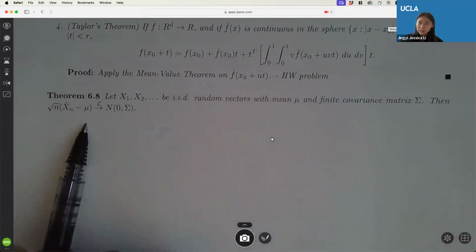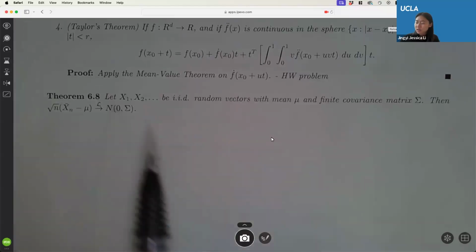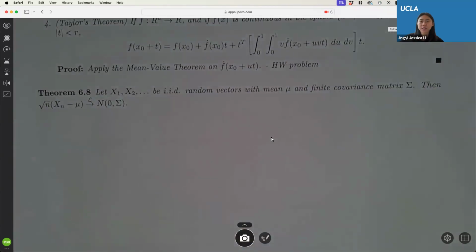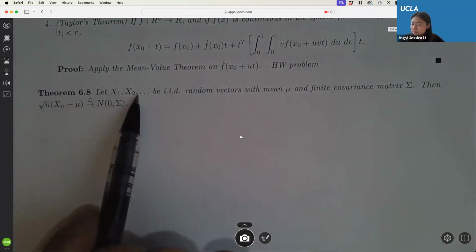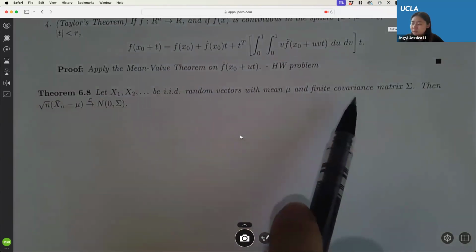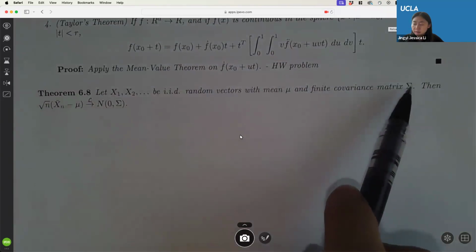So this is the result. All right, so we are giving you the vector form again, unlike the introductory course you might have taken, because in there you will just learn maybe the scalar form. But here, x1, x2, they are random vectors. They have mean mu and finite covariance matrix sigma.